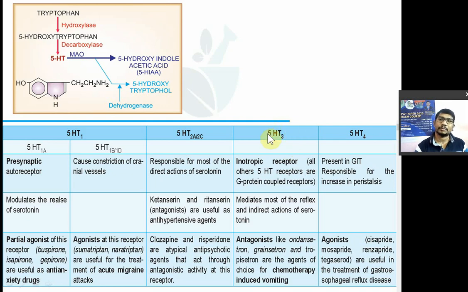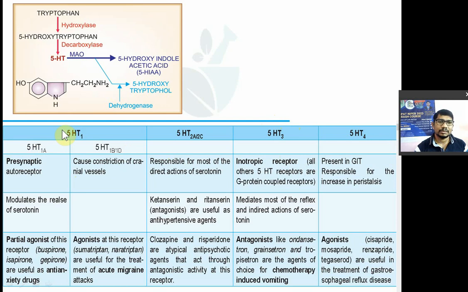G protein coupled receptors are also known as metabotropic receptors. They are also known as 7 transmembrane heptahelical receptors. Okay, you have to remember this. Now these are the receptors 5-HT1, 5-HT2, 5-HT3, 5-HT4. Out of that, 5-HT1 has subtypes 5-HT1A, 1B, 1D. We'll see these receptors one by one.